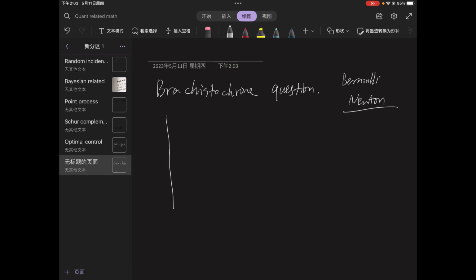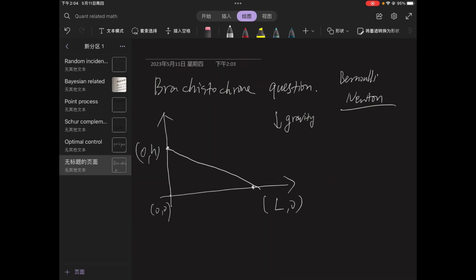So the description of this question is fairly simple. We start from a point which is (0, h). It's a point right here. And then we want to go to here, which is (L, 0), right? And we have several ways to go from one point to another point. Suppose we want the shortest distance, it is this straight line, right? Or, because here is gravity, we can let it go straight down to here, (0, 0), and then we go this way. There are two ways, right?